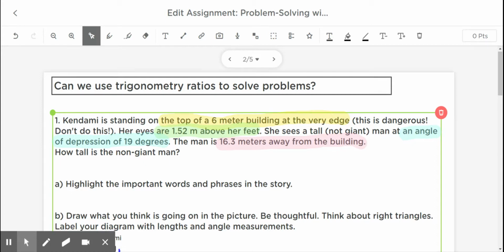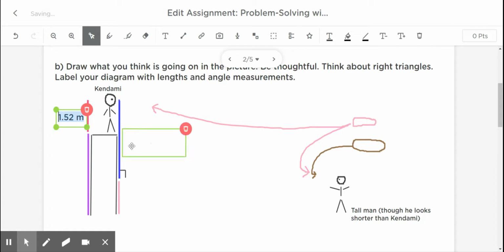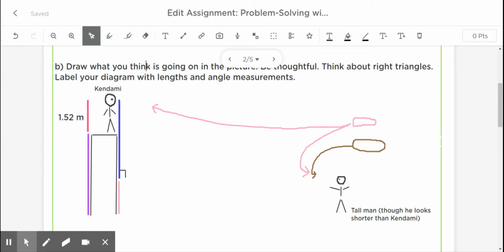So I drew this right here. You can see Kendami here, and you can see the tall man over here, though he looks shorter than Kendami, but we're going to accept that. Now, we were given some information here. We know that Kendami's eyes are exactly 1.5 meters up from where she's standing. That's why this red line here is labeled as 1.5. And we know that the building she's on is 6 meters.